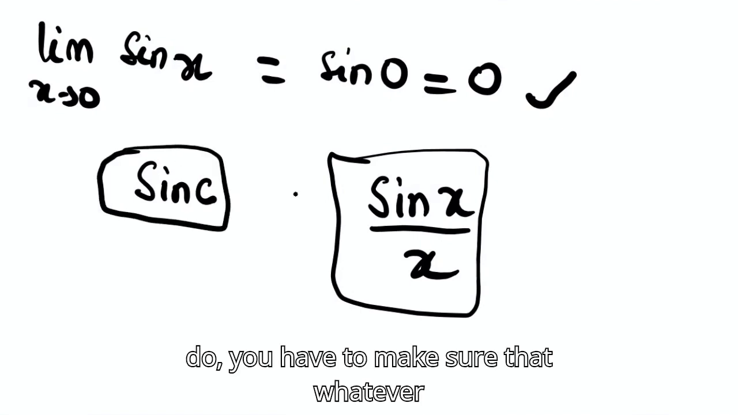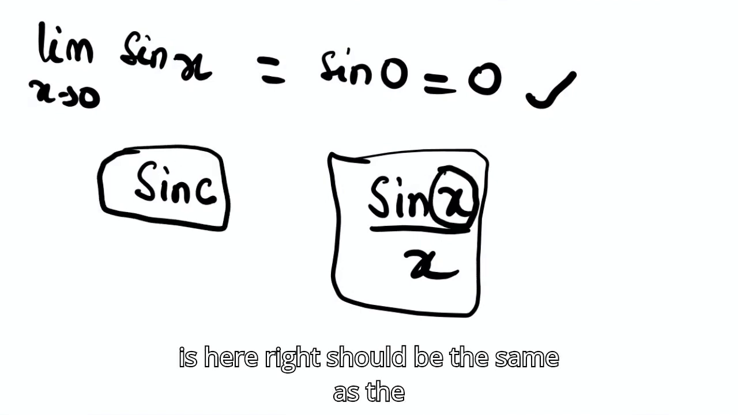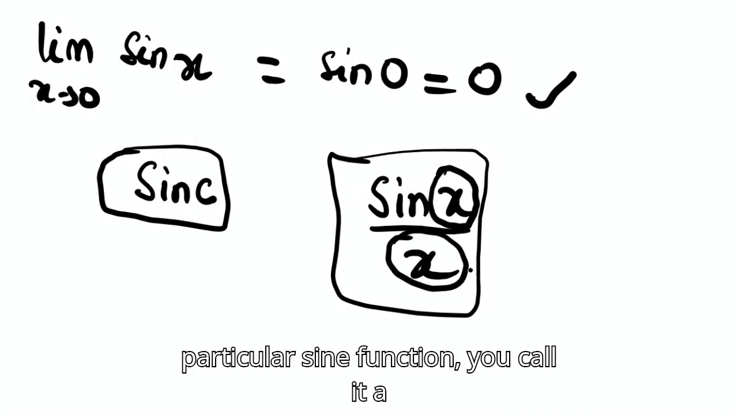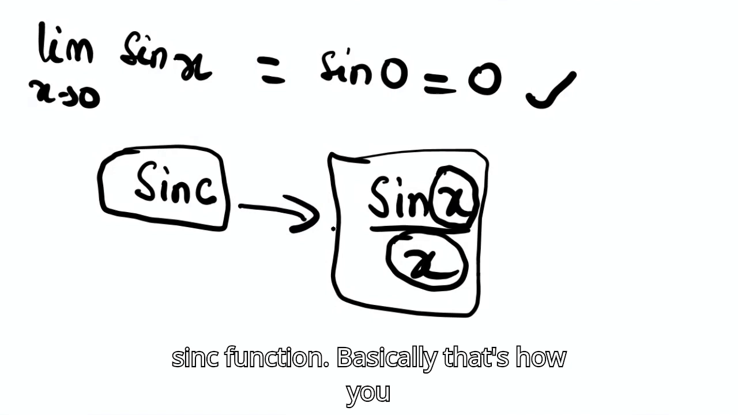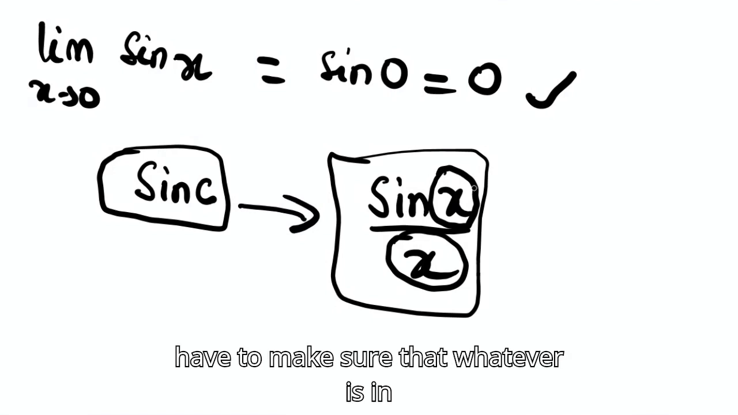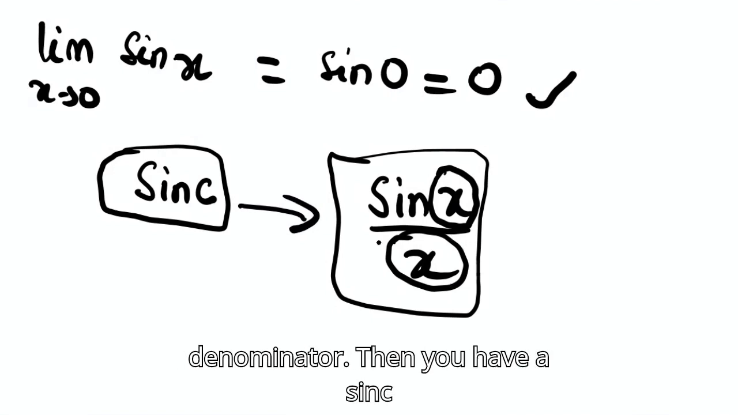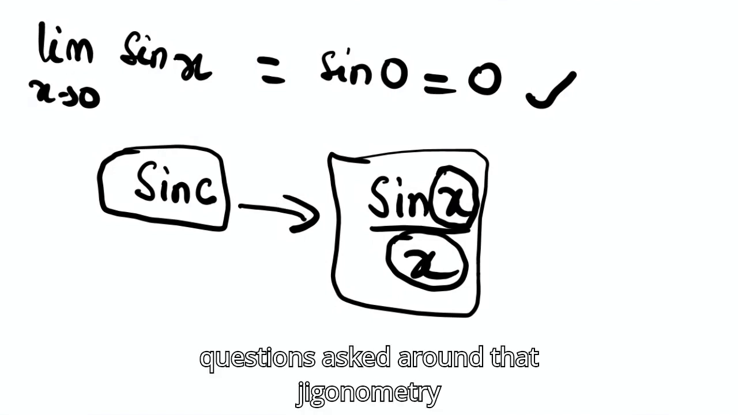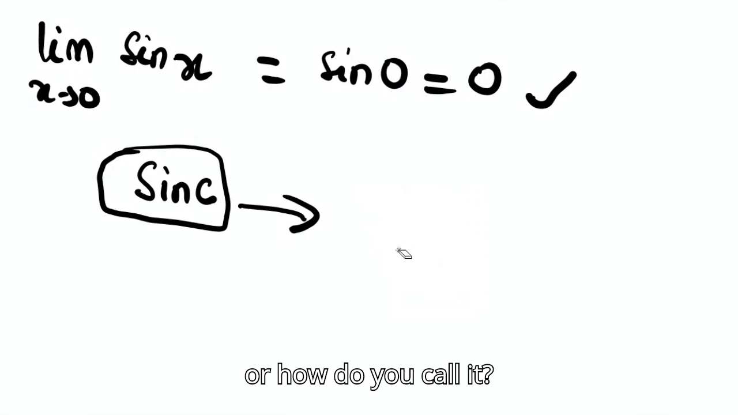What you have to do is make sure that whatever is in front of the sine is the same as the denominator. If you have this for a particular sine function, you call it a sinc function. Most of the questions asked around trigonometry are about the sinc function.